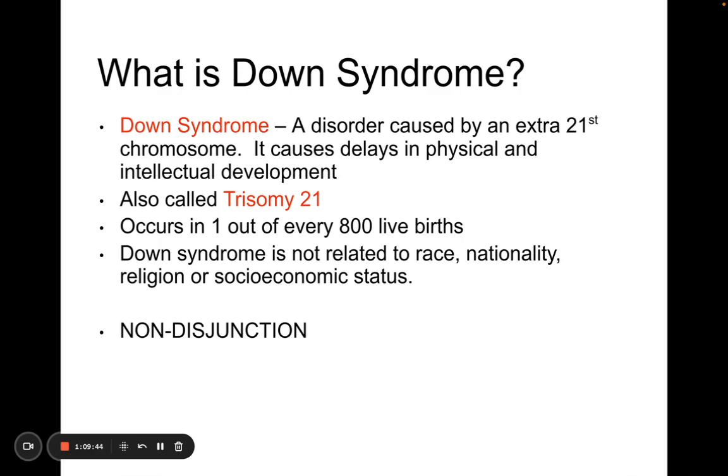I want you to go home. I want you to ask your parents, what's your blood type. And then I want you to ask your parents what's their blood type. And I want you to draw out a little Punnett square and see what are all of the possibilities of offspring your parents could have and what percentage are you.